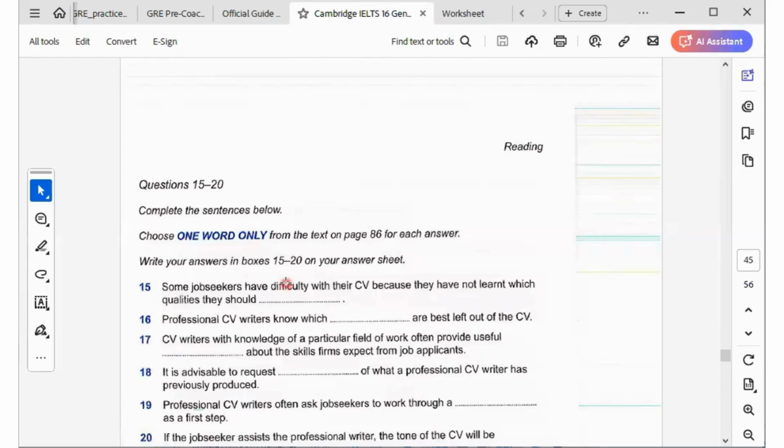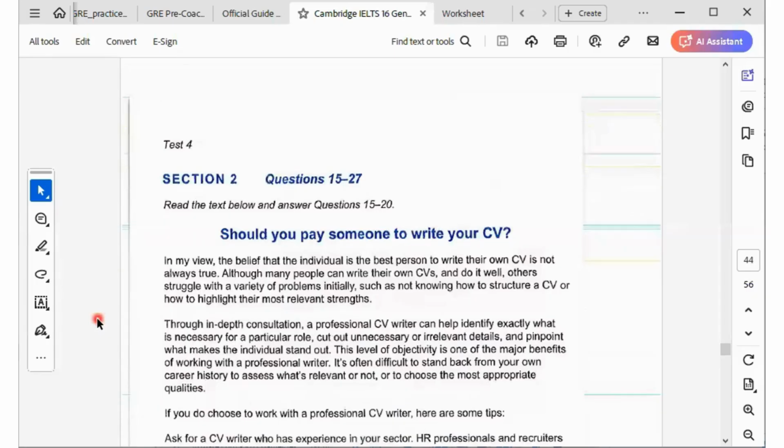Okay. Number 16. Professional CV writers know which dash are best left out of the CV. So I'll go back to the passage again. But before I go there, my keyword here is what? Professional CV writers. Then left out. What is another word for left out? Excluded. But then let's go to the passage and see how they will do paraphrasing here.